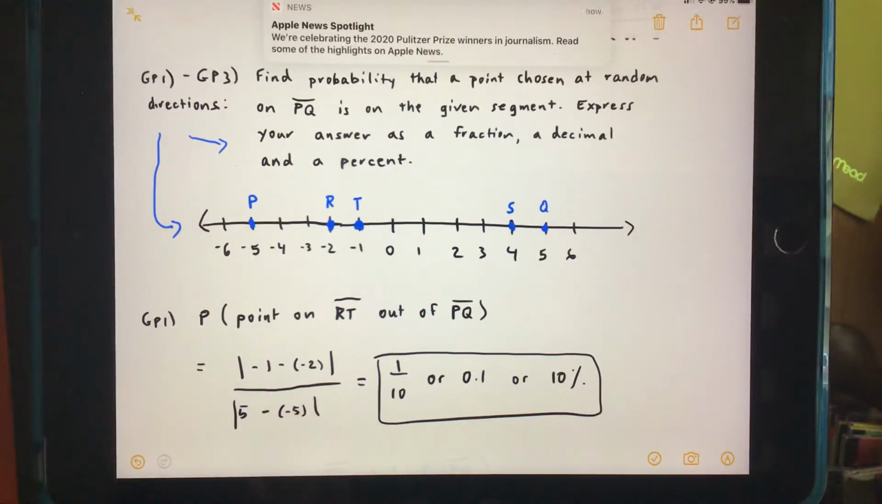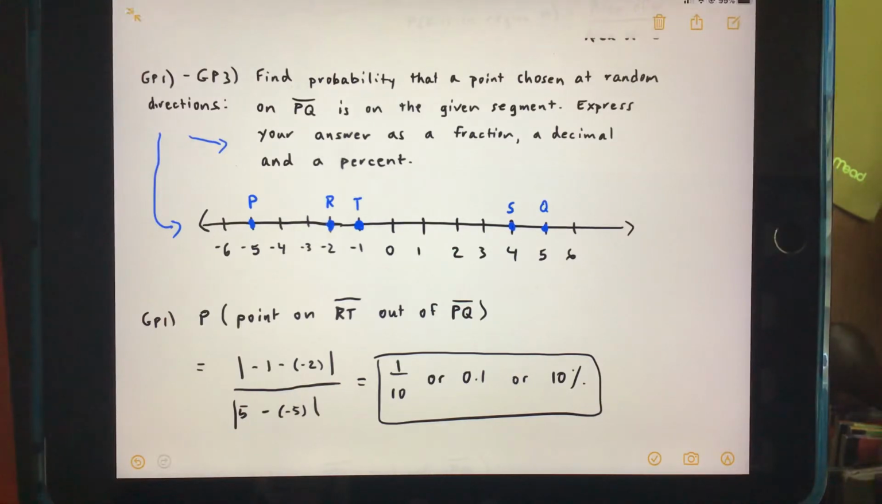Or we can subtract it the other way, -2 minus -1. And we take the absolute value of that, we would also get 1. So it doesn't matter what order you subtract these in because you're taking the absolute value when you're done.